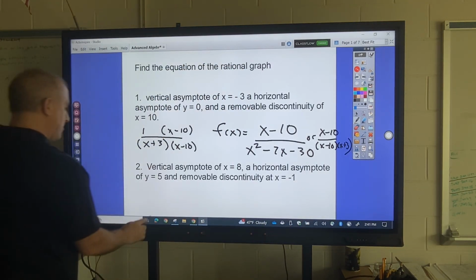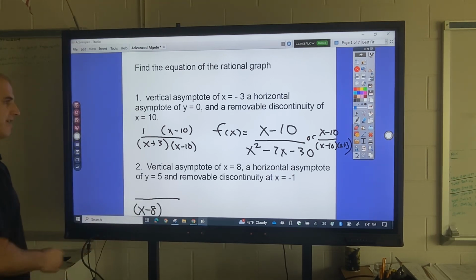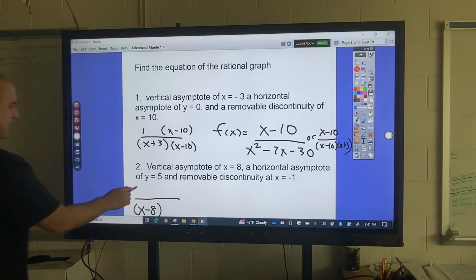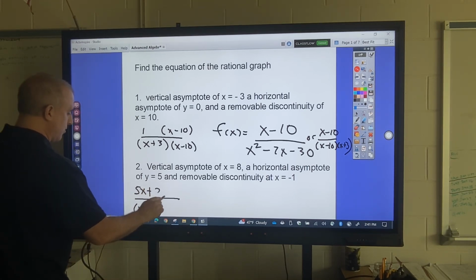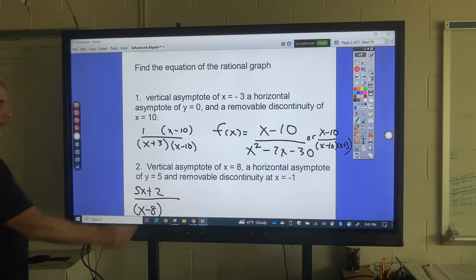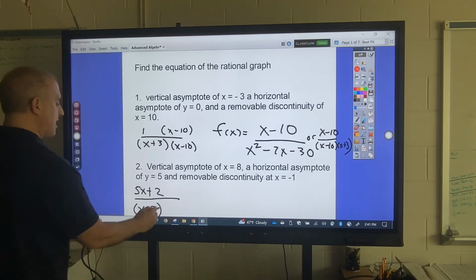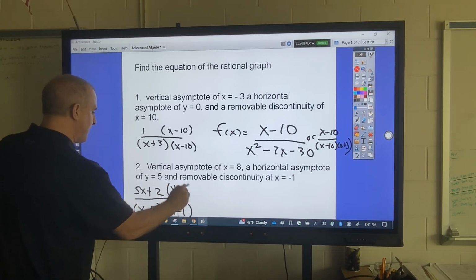A vertical asymptote at x equals 8, well, what would that come from? X minus 8 being down there. A horizontal asymptote of 5, okay? So if I'm getting that, that means that I have to have 5x plus something. I'm just going to say plus 2. Why? Because 5 divided by 1 would be 5. All right? A removable discontinuity at -1. So this is what I'd have to have here.